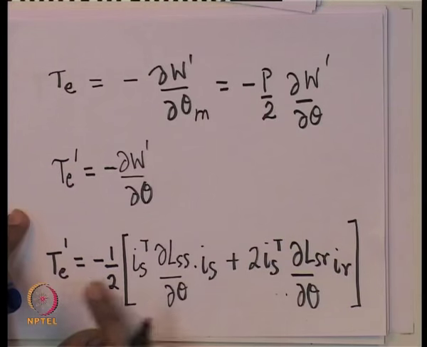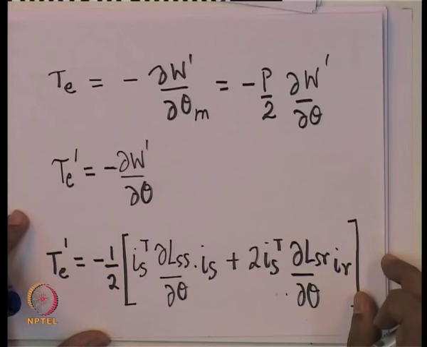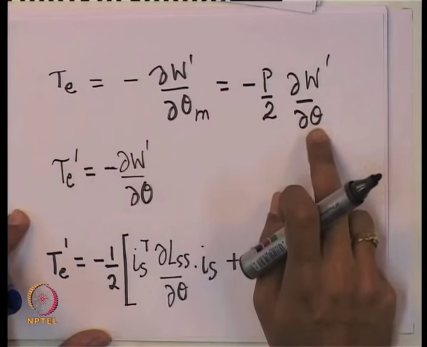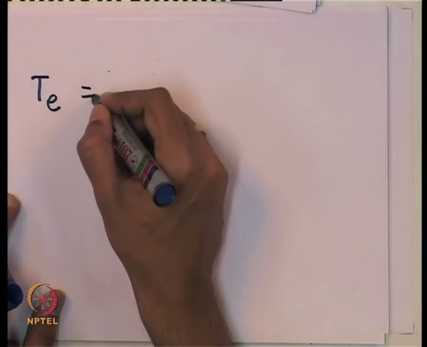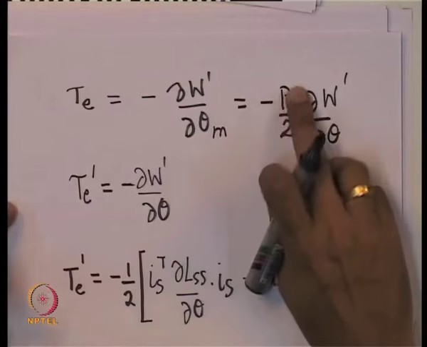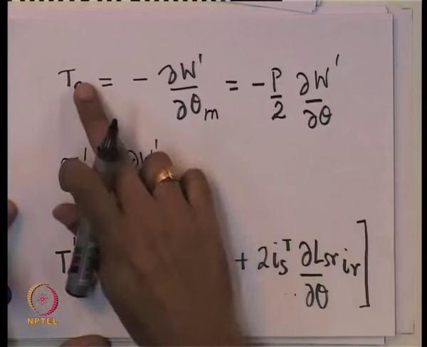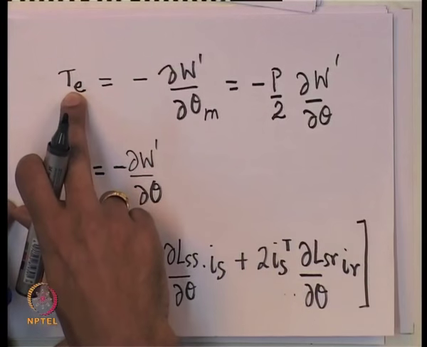So, now if I want to get this expression for torque Te dash, okay, remember Te, the actual torque, is actually minus P by 2 times this. Okay. So, we will have Te equal to P by 2 times Te dash. Okay. So, Te dash is nothing but 2 by P times Te. Okay.